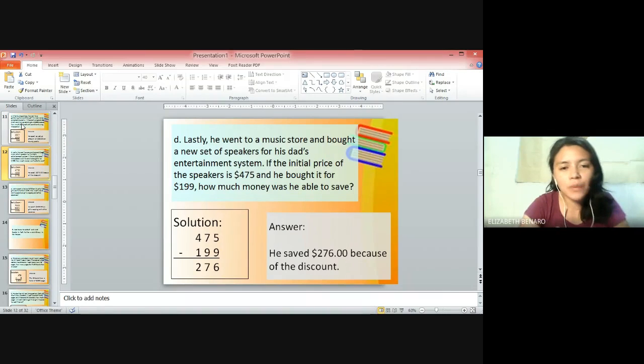Letter D. Lastly, he went to a music store and bought a new set of speakers for his dad's entertainment system. If the initial price of the speaker is $475 and he bought it for $199, how much money was he able to save? Here is the solution. $475 less $199 is equal to $276. The answer is he saved $276 because of the discount.